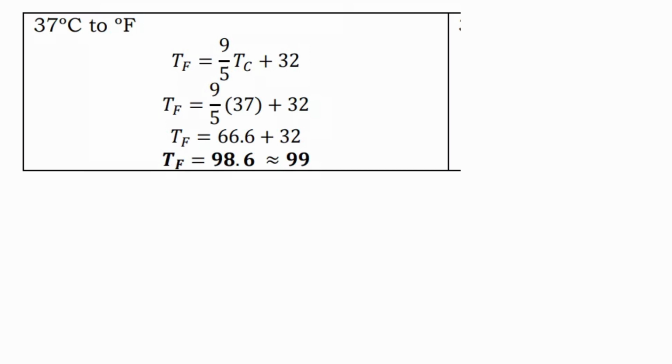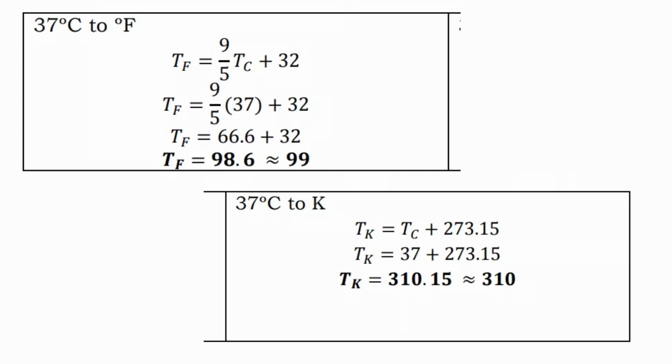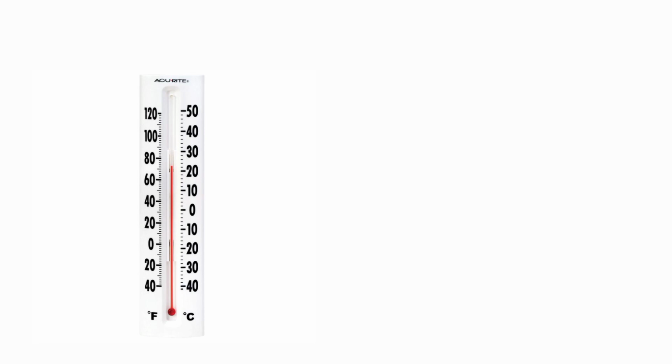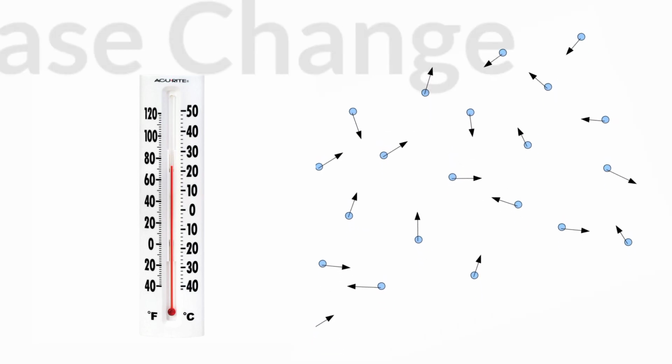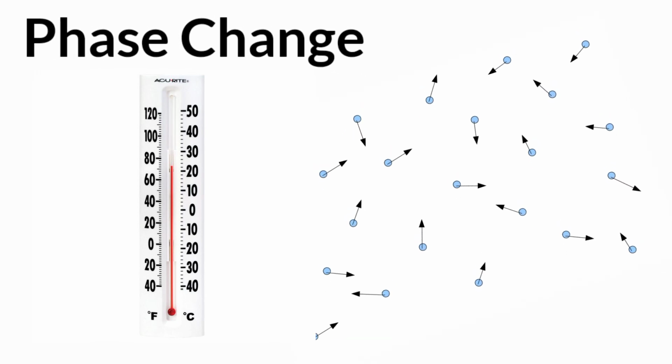What is the normal human body temperature? 37 degrees Celsius in the Fahrenheit scale. In the Kelvin scale, when the temperature of substances changes, its molecular structure and movement also change, which results to phase change.